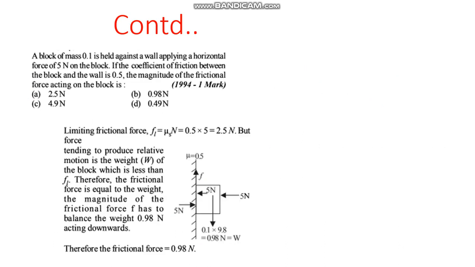So third question, a block of mass 0.1 kg is held against a wall by applying a horizontal force of 5 Newton on the block. The coefficient of friction between the block and the wall is given as 0.5. The magnitude of frictional force.